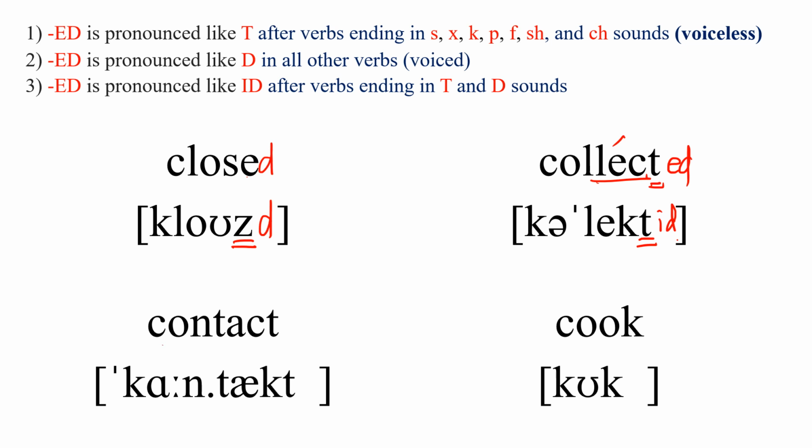And contact. So the consonant, put ED, and this is T ending, so it becomes an extra syllable. Contacted. And cook, put ED, and then this K is voiceless, becomes cooked. It's not cook-ed. Close, closed. Collect, collected. Contact, contacted. Cook, cooked.